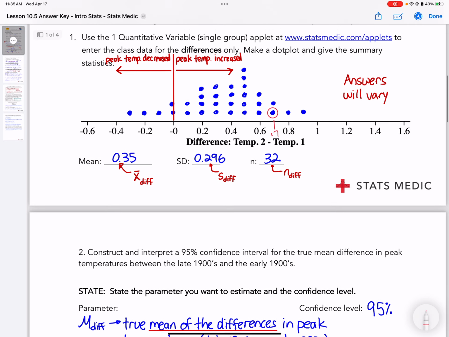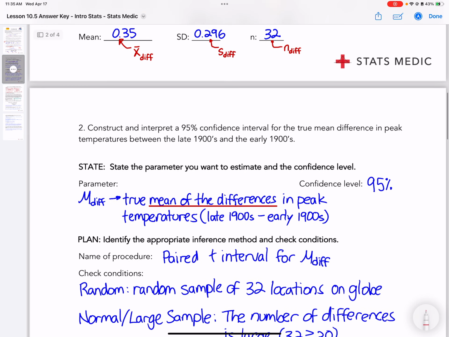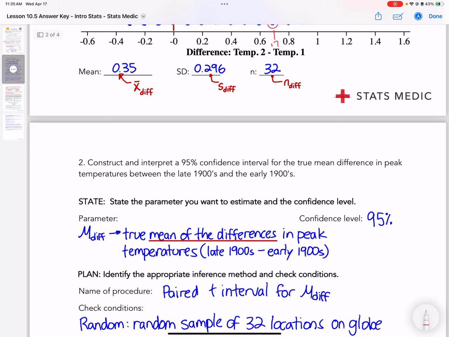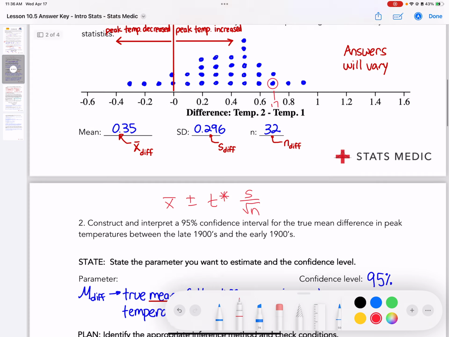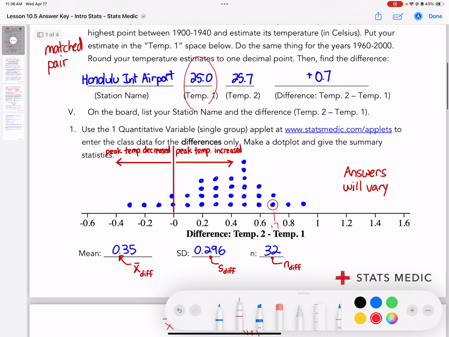The next thing I want to do is construct a 95% interval. We've done the 95% interval, and I'm going to give you the formula for this. The formula is x-bar plus or minus t-star times s over the square root of n. Yes, we have two lists, list 1, temperature 1, and list 2, temperature 2, but the only list we're interested in is this third list of the difference.